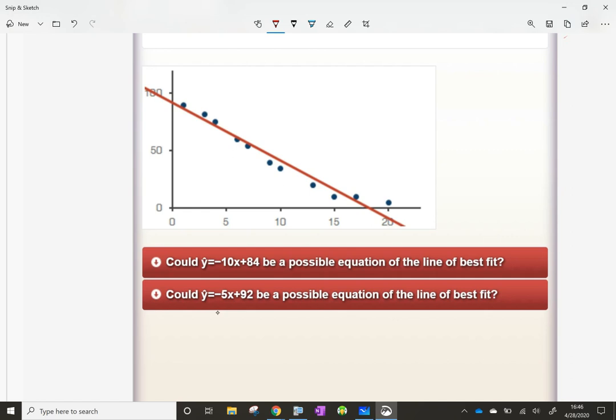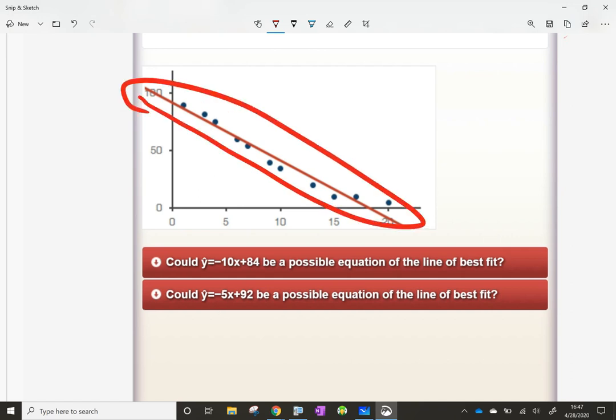The other thing I would look at is the slope. So this first equation has a slope of negative 10, and the second equation has a slope of negative 5. Again, none of those seem that strange. They both seem pretty reasonable. And the reason I say that is because the line that we see here is a negative line.